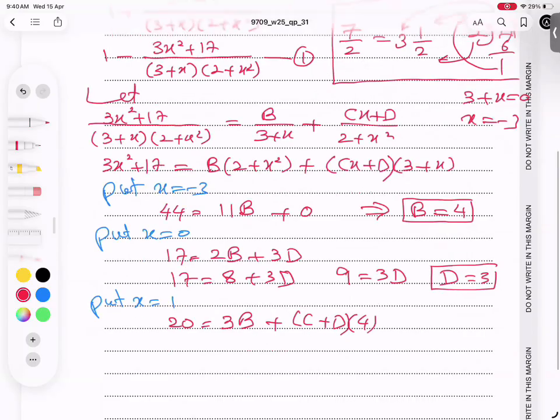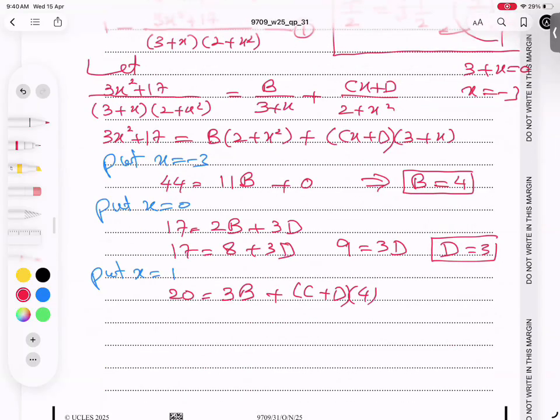So now I'm going to plug in the values further. So 20 is equal to 3b, and 3 fours are 12 because this 4 comes here. So I'm getting 12, and d is 3 here. So I got 4c plus 12. 12 and 12, 24 goes there. I get from here negative 4c equals negative 4, and c becomes minus 1.